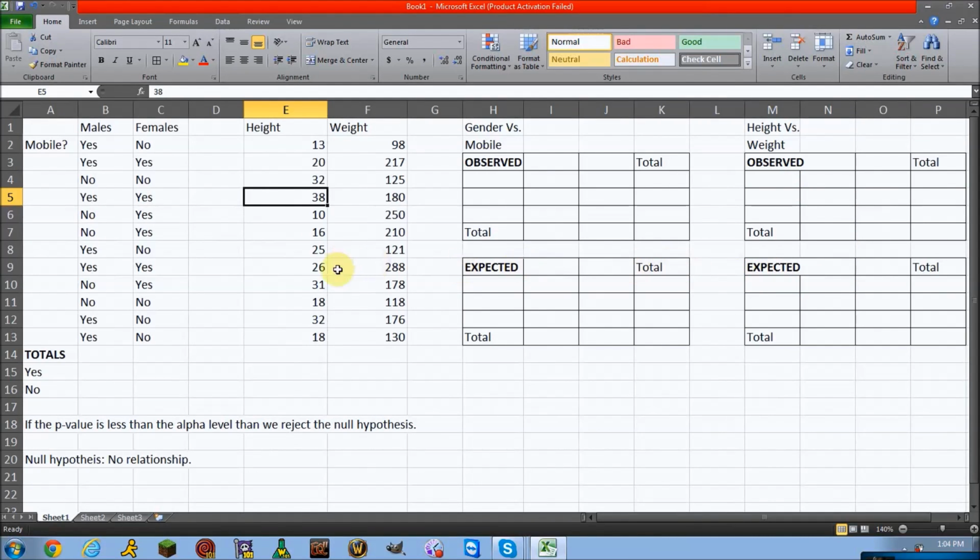So if you want to pause the video to set yourself up like this, then you may do so. Be aware that for the ChiSquare test, you do need categories. So you can't just run a ChiSquare test with your data like this.